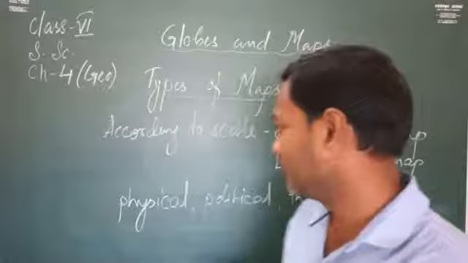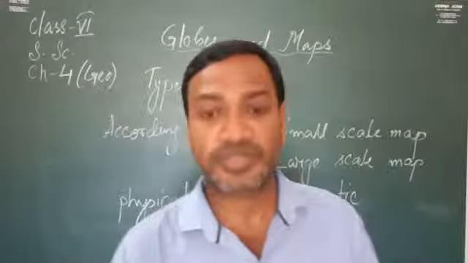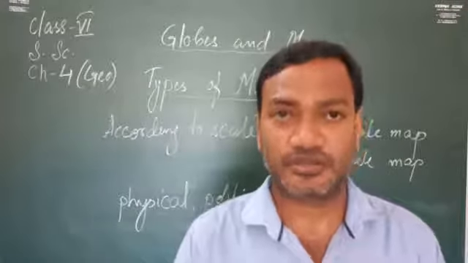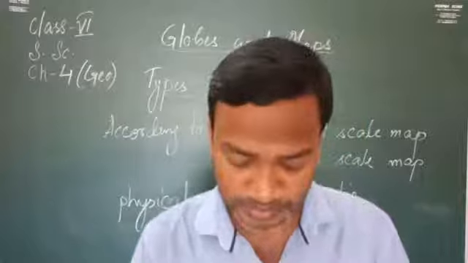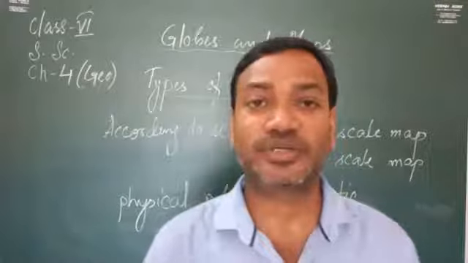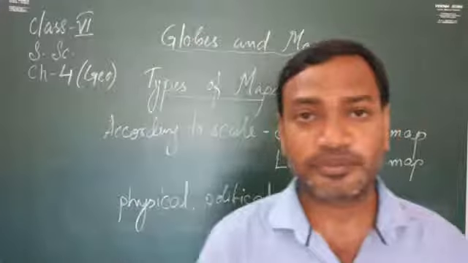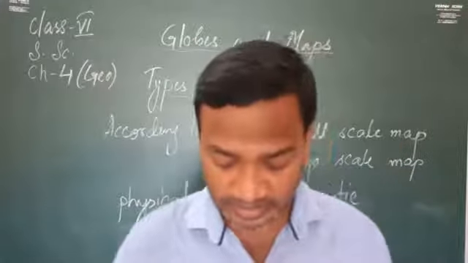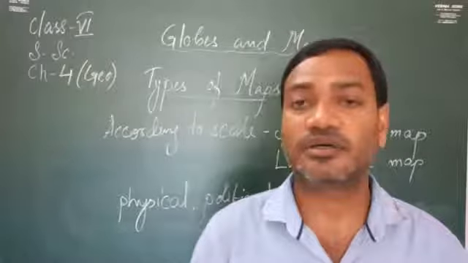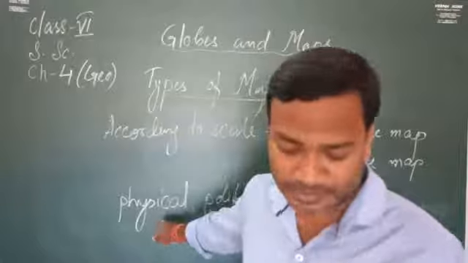Now let us discuss the physical map. The physical map shows the relief features. Relief features means the landforms present on our earth's surface, like mountains, hills, plateaus, plains, peaks, valleys, rivers and oceans. These things are shown in the physical map.